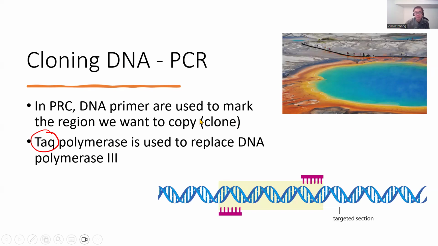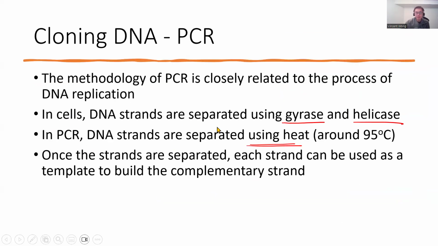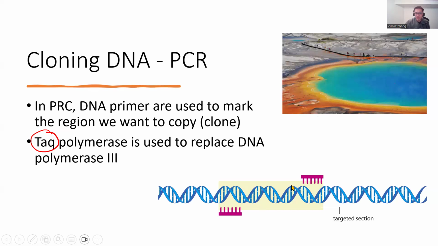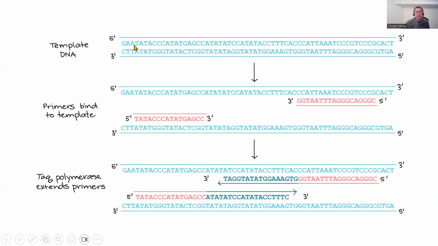All right, so the heat separates it. We have the primers to tell you what section to copy. And then we have the Taq polymerase to actually do the copy. So here's the template DNA. We heat it up to separate it. We got the primers. Then we're going to copy everything in between, just using the basic base pairing rule, right? Of course, you have to supply the nucleotides.